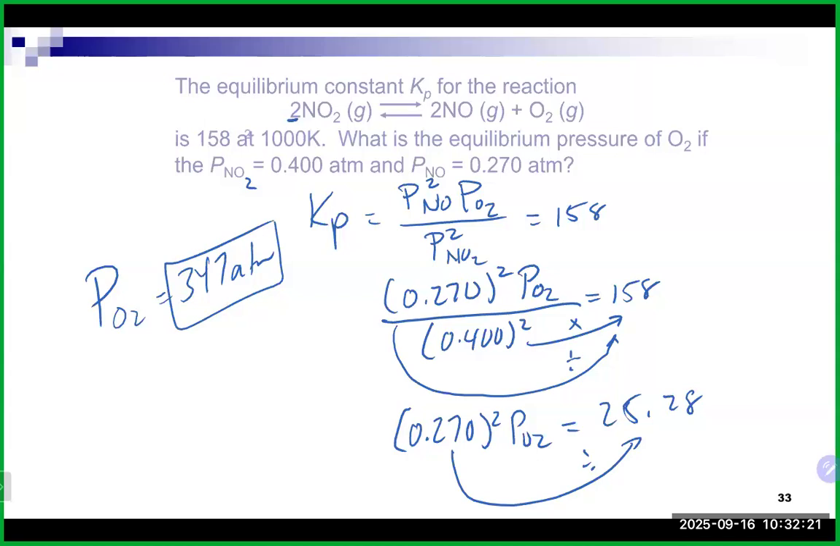It also does make sense, right? Because we have a fairly high equilibrium constant of 158. So that means that we should head towards the product side, which means we probably have a lot of products, and O2 is on the product side, so that's good in that sense. Any questions on that calculation there?